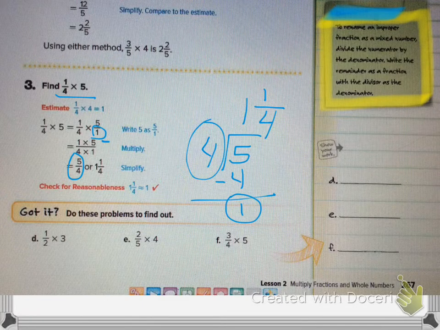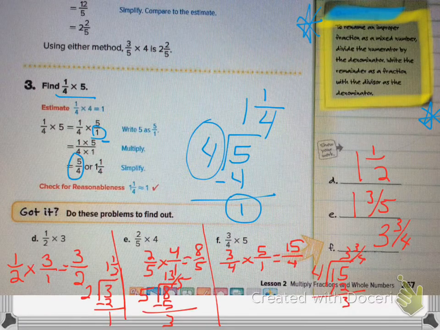Okay? This is called renaming an improper fraction. Okay, right here. Renaming an improper fraction. You divide the numerator by the denominator and write the remainder as a fraction. Go ahead and do D, E, and F. Pause the video, do D, E, and F, come back, and I will show you my problems worked out.